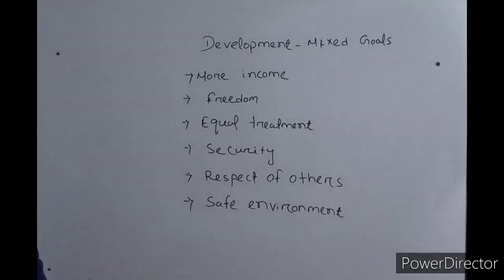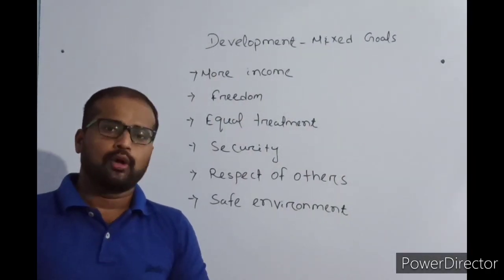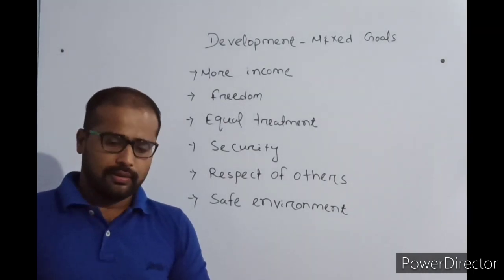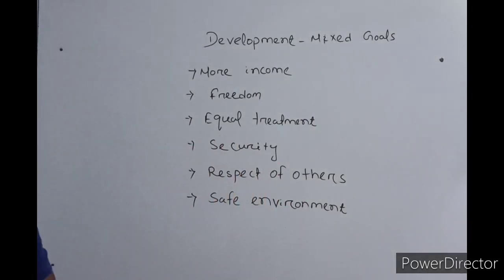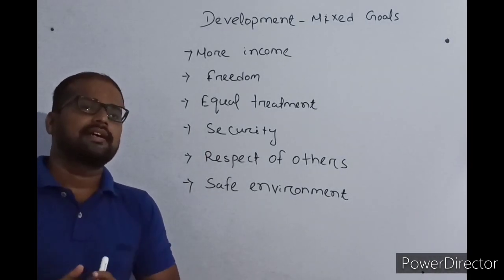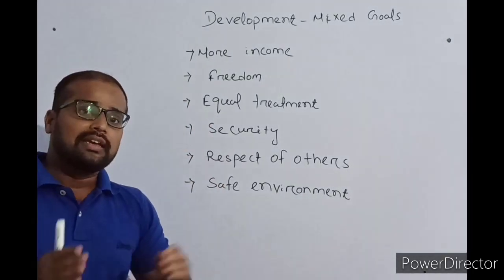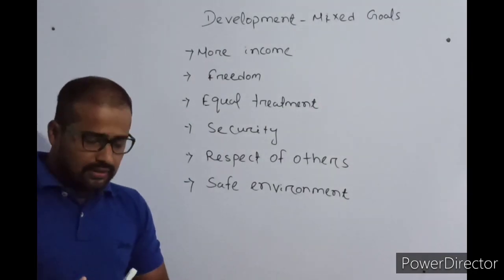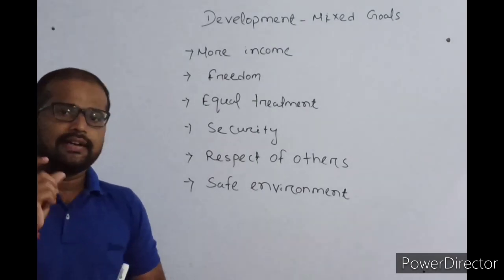So in the previous diagram we saw that the developmental goals are how to get permanent employment, how to get more income, and how to get more improvement in technology. Apart from the income level, there are other things which determine development. So we could say that development is a mixed goal, meaning that material things like more income and more development in technologies, and other things also determine development.